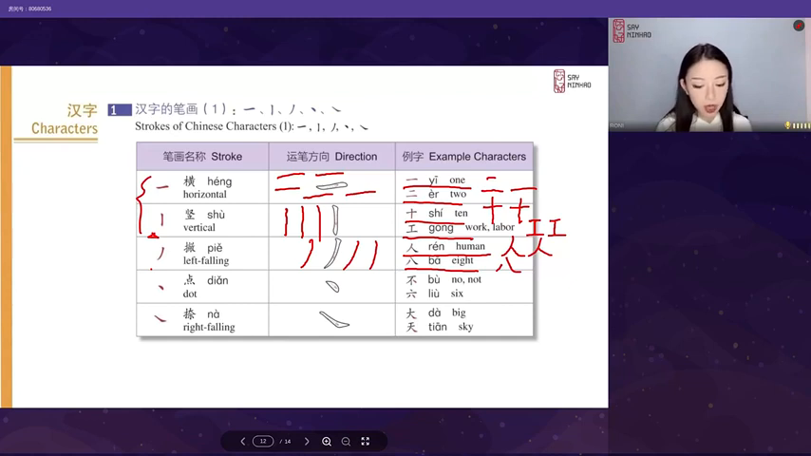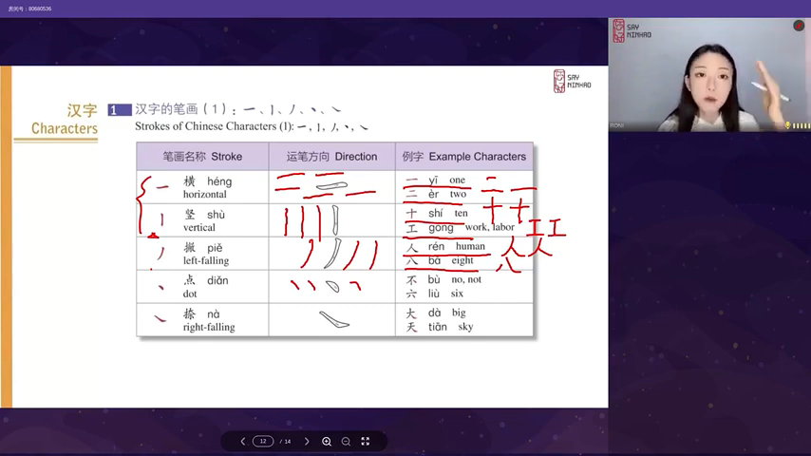And the next stroke is dian, a third tone, dian, which means dot. And the direction of writing it is from top to bottom. Dot, a dot, 点. Okay, now let's see the examples.